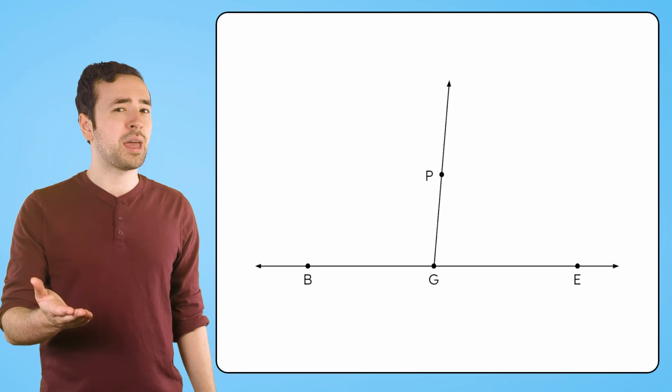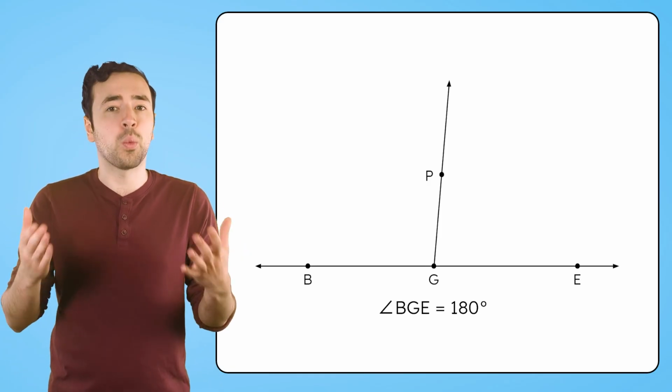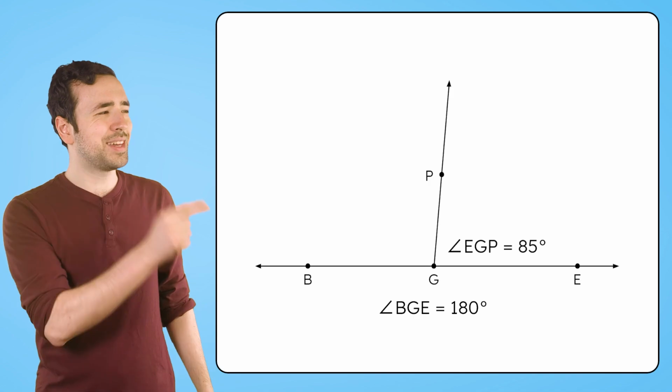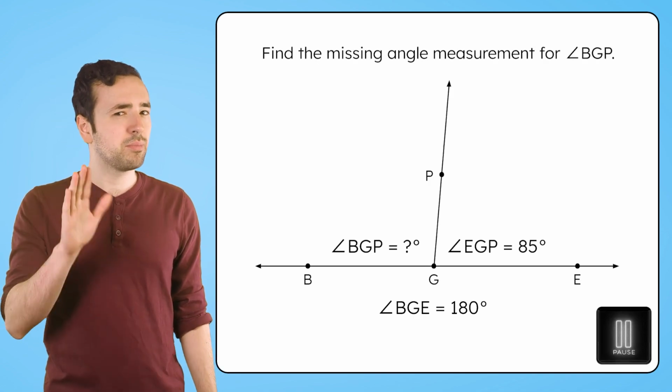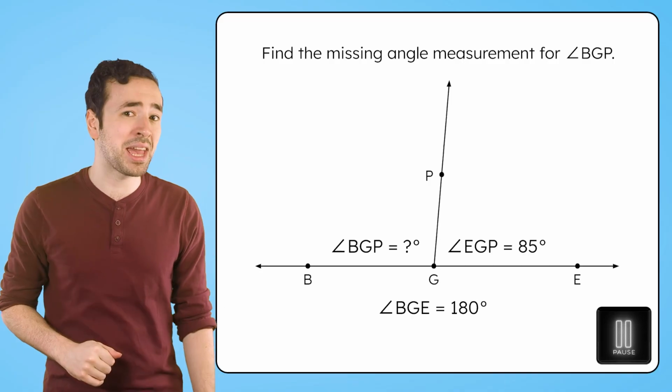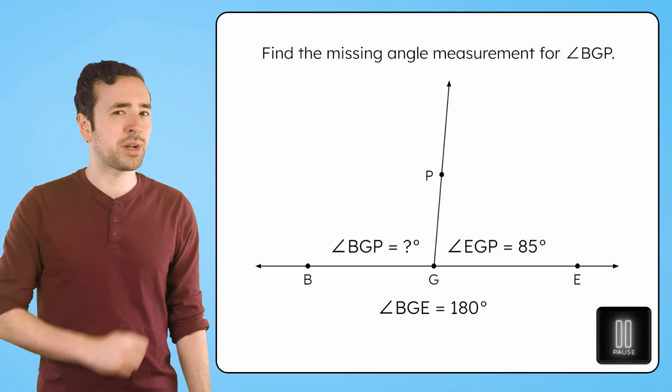What about working with a straight angle, like angle BGE? The total measurement is 180 degrees, and this part, angle EGP, is 85 degrees. Pause here to find the missing angle measurement for angle BGP and record your thinking in your guided notes.